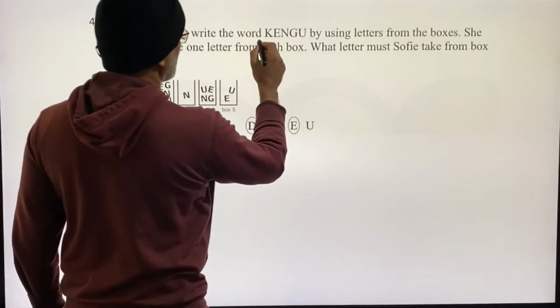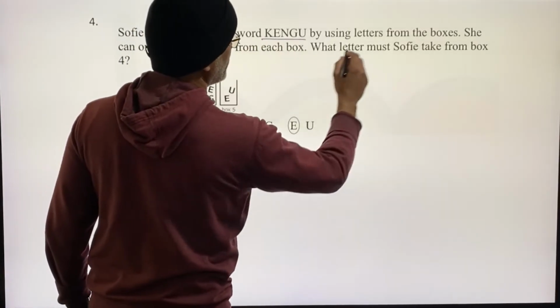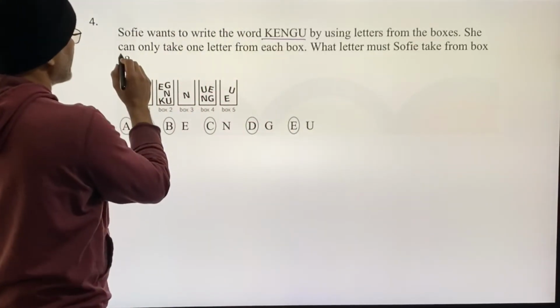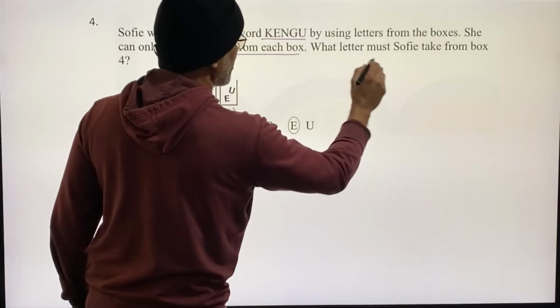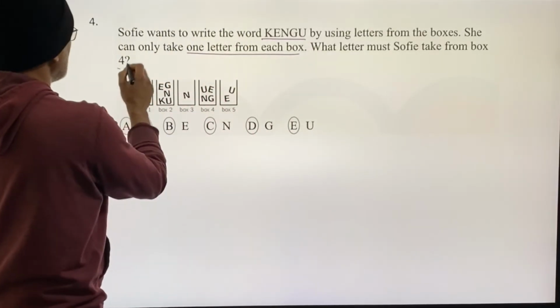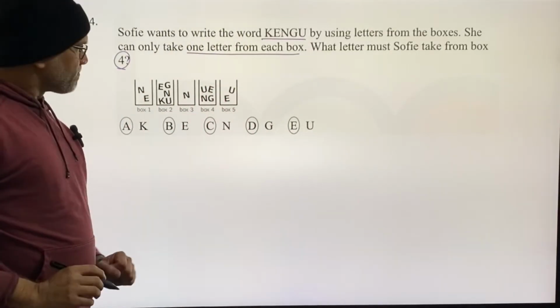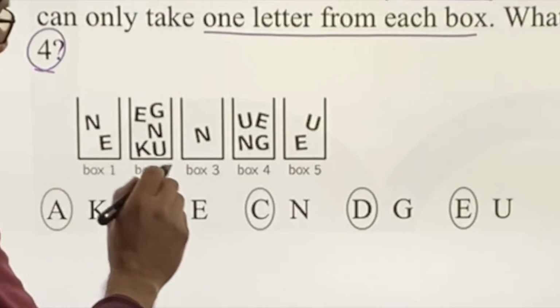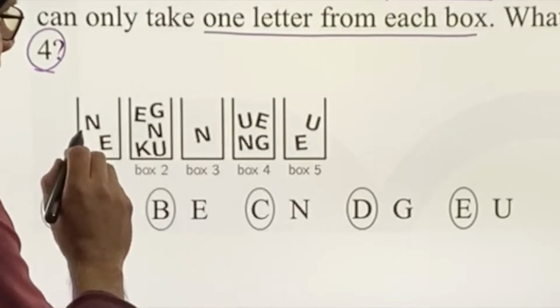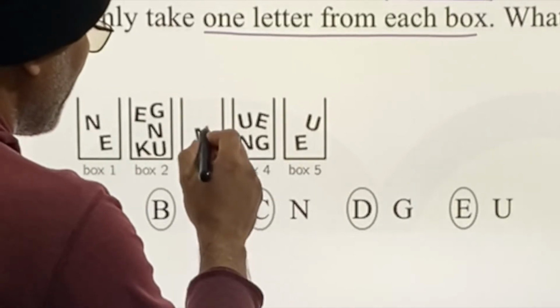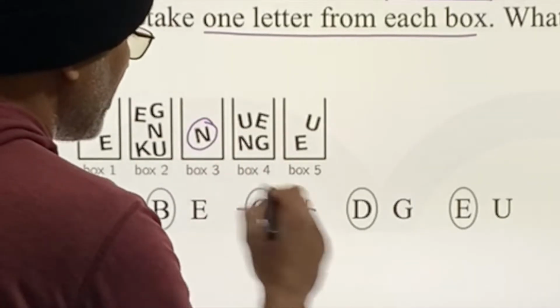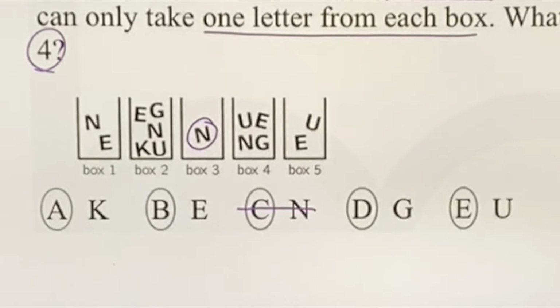Sofie wants to write the word KENGU by using the letters from the boxes. She can only take one letter from each box. What letter must Sofie take from box 4? Alright, so we can see that box 3 has only one letter, so we must take that letter from box 3. So the N from box 3, so C is gone.